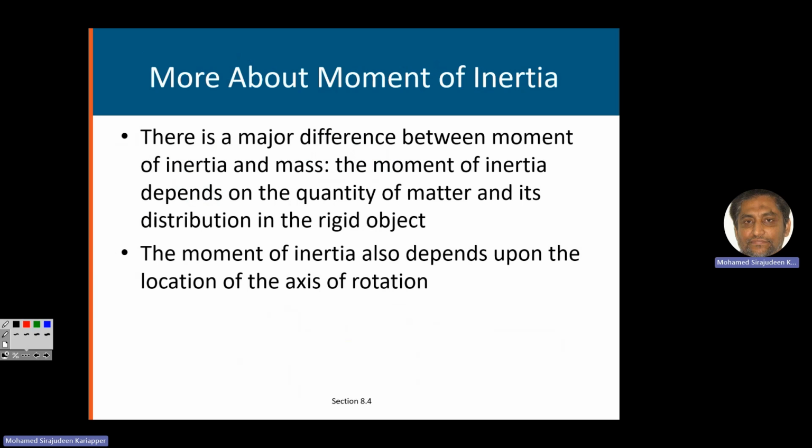So when you look at the moment of inertia and the mass, there's a big difference between them. What is the difference? Yes, moment of inertia depends on the quantity of matter, like the mass, but additionally, it also depends on the distribution of that matter in the body. So how it is distributed. If it is far from the rotation axis, it is going to have more moment of inertia. So it also depends on the location of the axis of rotation, because that will change how the mass is distributed about that particular axis of rotation.